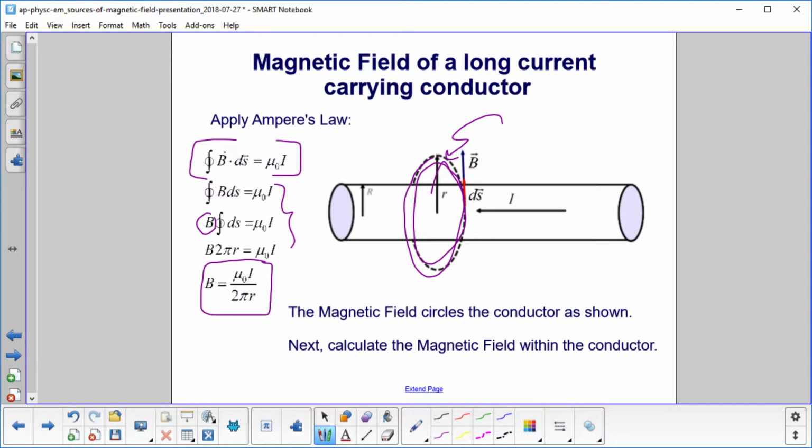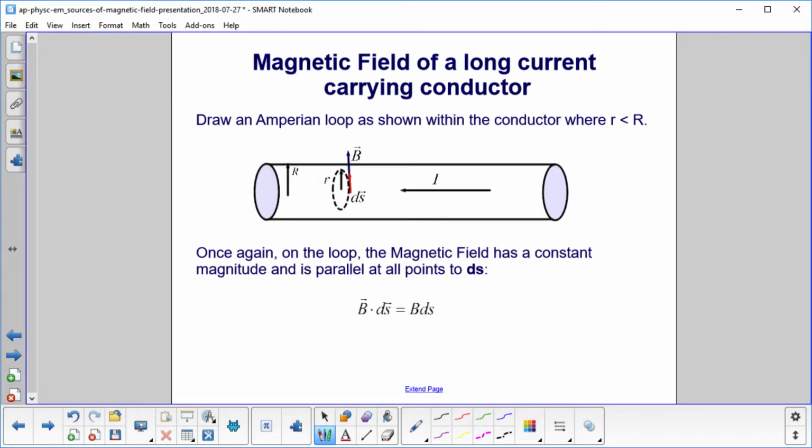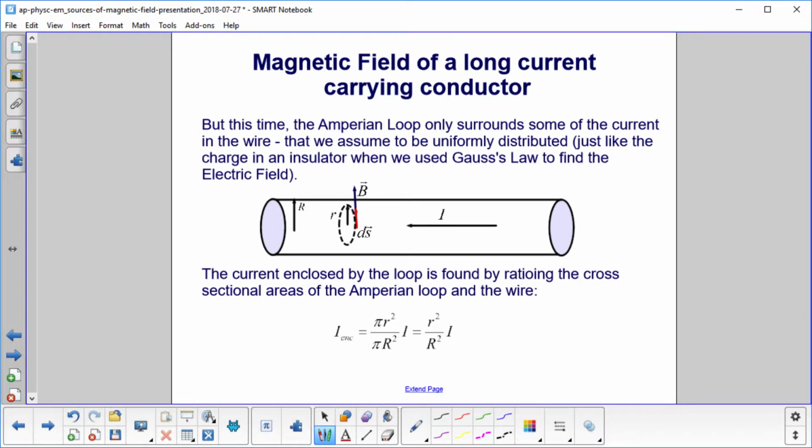Okay, so now let's do it inside the conductor. This time we draw the Amperian loop inside the conductor, where little r is less than big R. Once again, on the loop, the magnetic field has a constant magnitude and it is parallel at all points to ds. So we have B dot ds equals B ds. So it looks like our left-hand side of Ampere's law will be the same. What about the right? This time, the Amperian loop only surrounds some of the current in the wire.